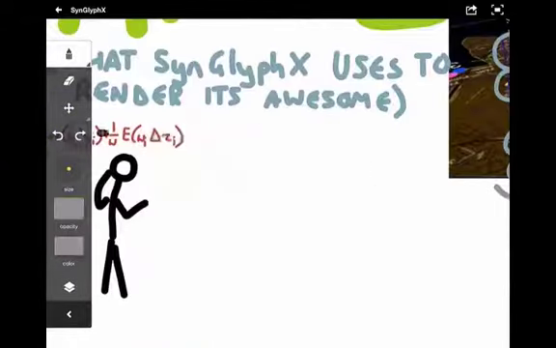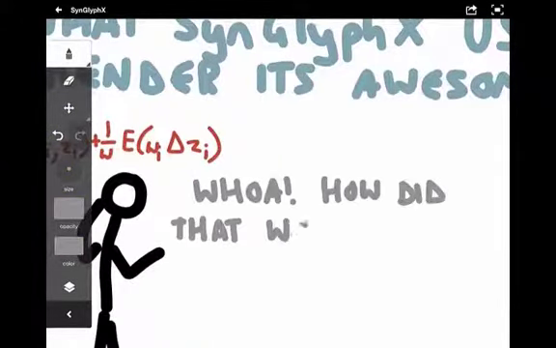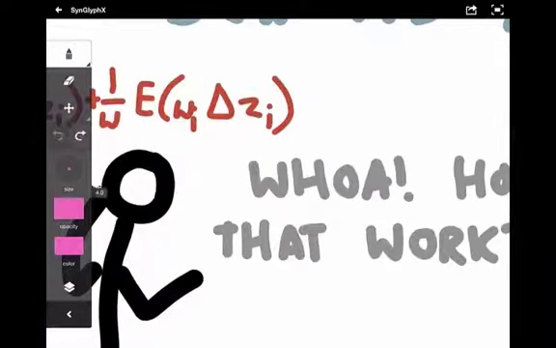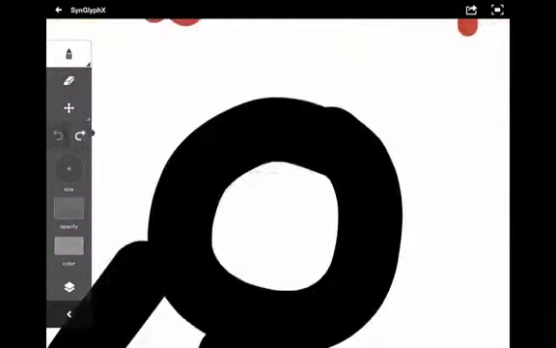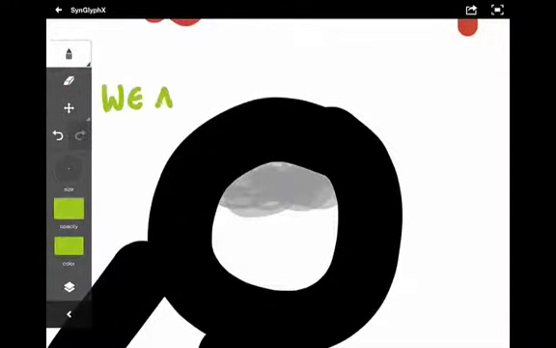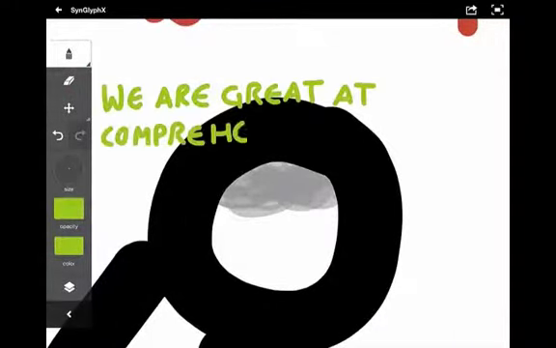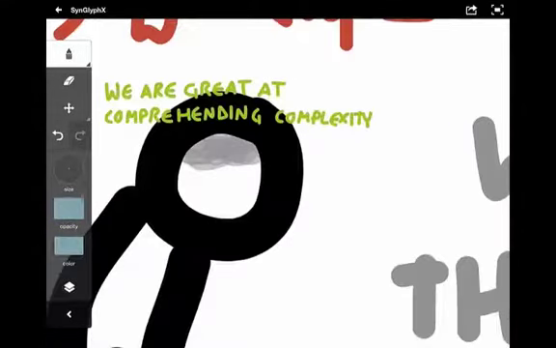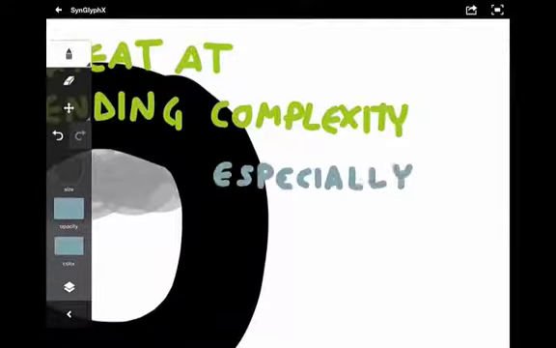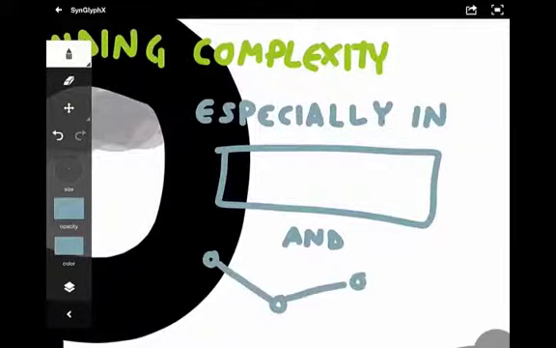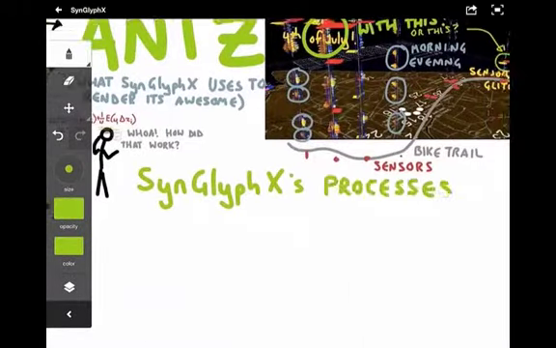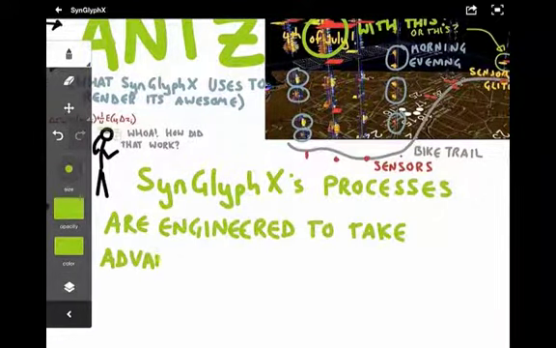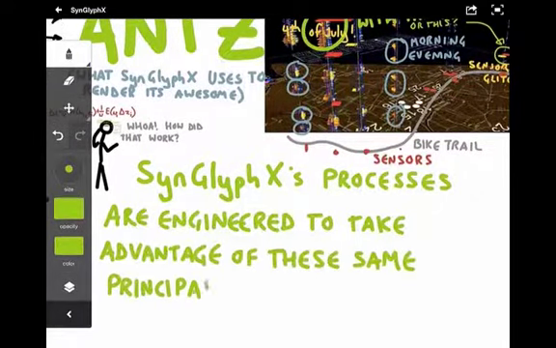So how did that work? Well, in the same way that if you're chewing bubble gum, you can at the same time navigate a crowd. And that's because our brains are totally awesome. We are in fact great at comprehending complexity, especially complexity in space and in relationship. So SynGlyphX processes are engineered to take advantage of these same principles of neuroscience.